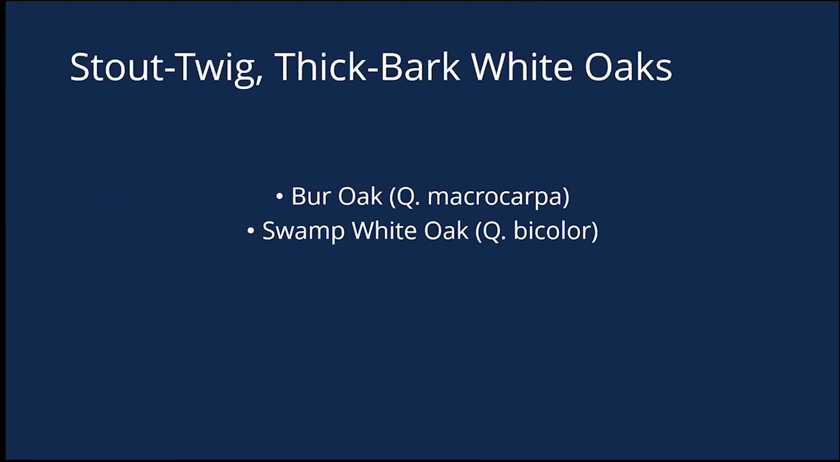So the last two oaks that I'm going to hit, I didn't know how to categorize them, so I have this funny category of stout-twigged, thick-barked white oaks. That's kind of a weird category, but Bur Oak and swamp white oak are often misidentified with each other. They can hybridize fairly readily because they're somewhat closely related, and they do look a lot alike. So if you're unfamiliar with these and you don't have the acorns or the leaves to look at, it can be difficult at times to separate these two species.